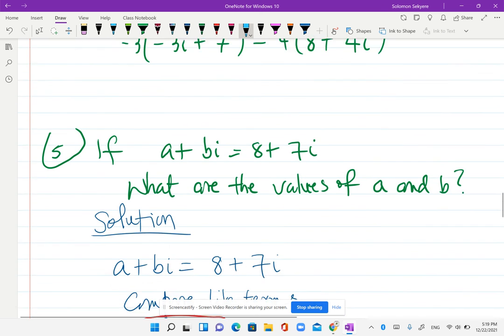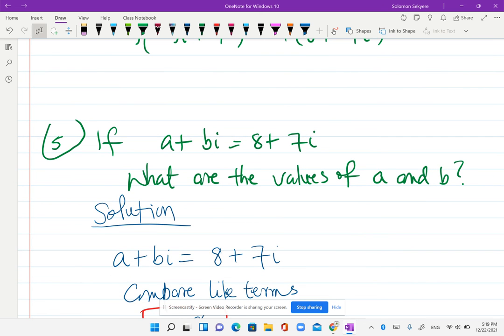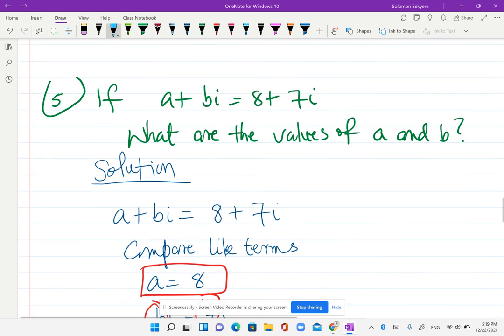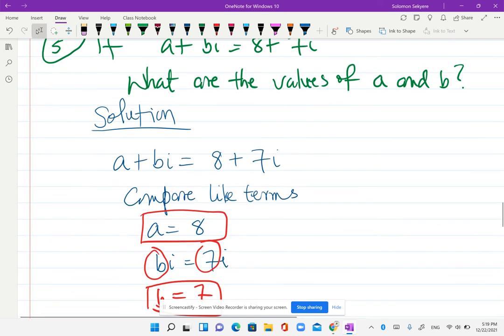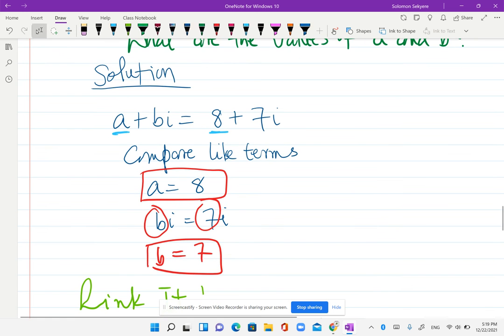And the final part, identical equations. If a plus bi equals 8 plus 7i, what are the values of a and b? It's pretty simple. You write the equation and compare like terms. For the real number part, a equals 8, and then you compare the imaginary part, bi equals 7i, which means b equals 7.